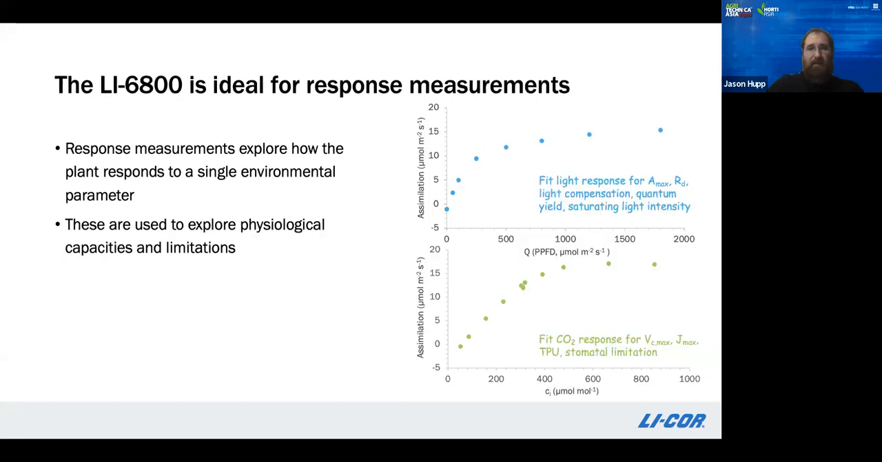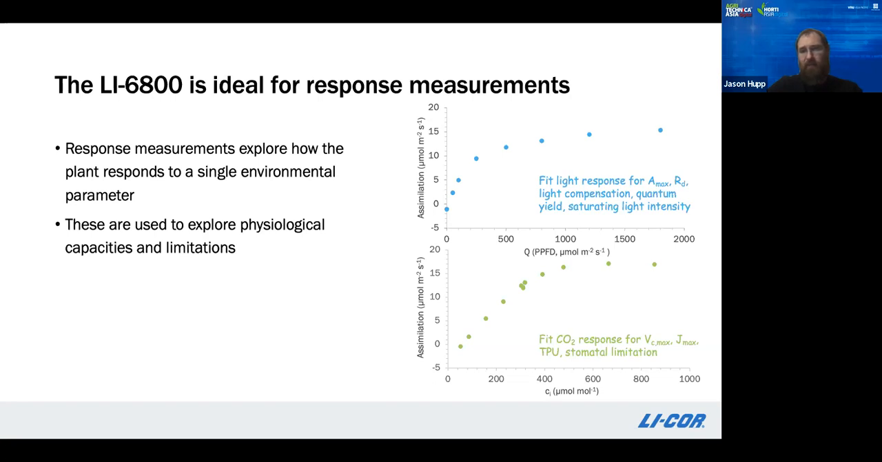And what I mean here is the kind of conditions that we would use to measure physiological response to the environment, a response measurement. So to do these kind of measurements, we set the 6800 chamber, all the environmental parameters, to some fixed set of conditions, and then we pick one of those environmental parameters and we iterate over it. And I show two examples of that iteration here. The top figure plotted in blue, we'd call a light response or an AQ curve. And the bottom figure plotted in green, we'd call a CO2 response or an ACI curve.